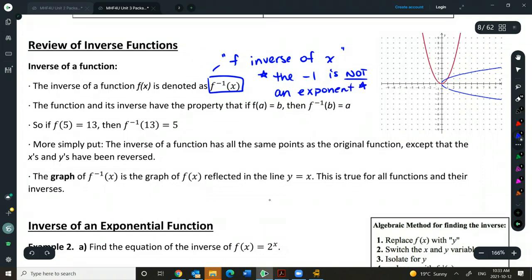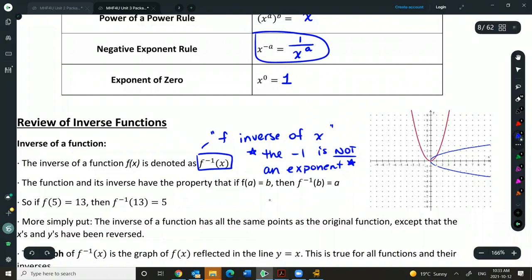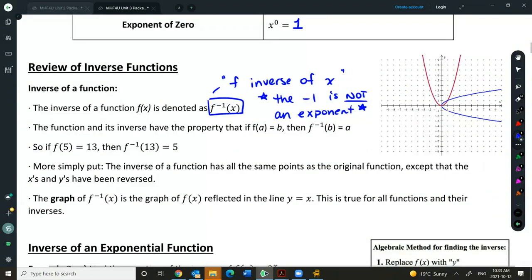Okay, so sometimes we might be tempted to use the negative exponent rule and say, oh, if I have f to the -1 of x, this is equal to 1 over f at x, but that's not true. Simply because this is just a notation that we use to indicate to the reader that we've found an inverse function. Okay?